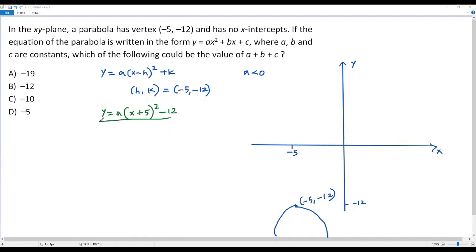Now let me get this equation in standard form, that is in this form, y = ax² + 2bx + 2c.